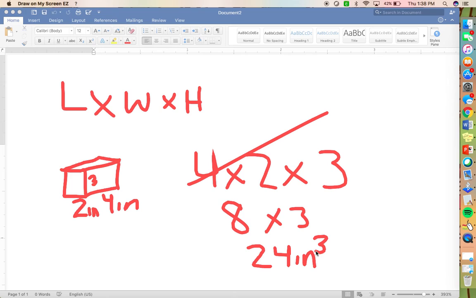So remember, for volume of rectangular prisms and cubes, for cubes, you just have to know one of the sides because all the sides are the same. And for a rectangular prism, you have to know which one's the length, which one's the width, and which one's the height.